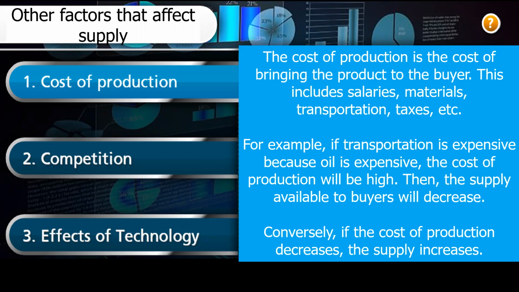Conversely, if the cost of production decreases, the supply increases. And this is where the example of the lobsters comes in. If I had easier access to the lobsters, then I have more supply. And what happens when supply increases? The cost of production decreases. So they're going to be cheaper. That is our first factor.